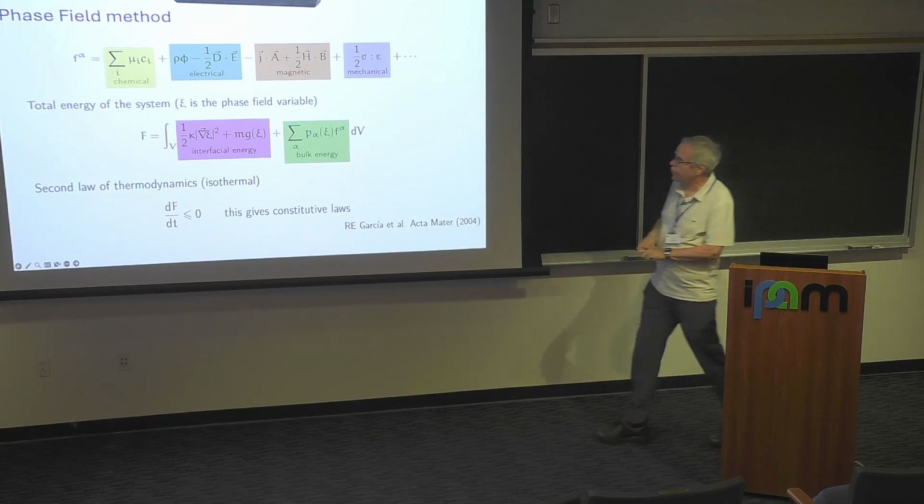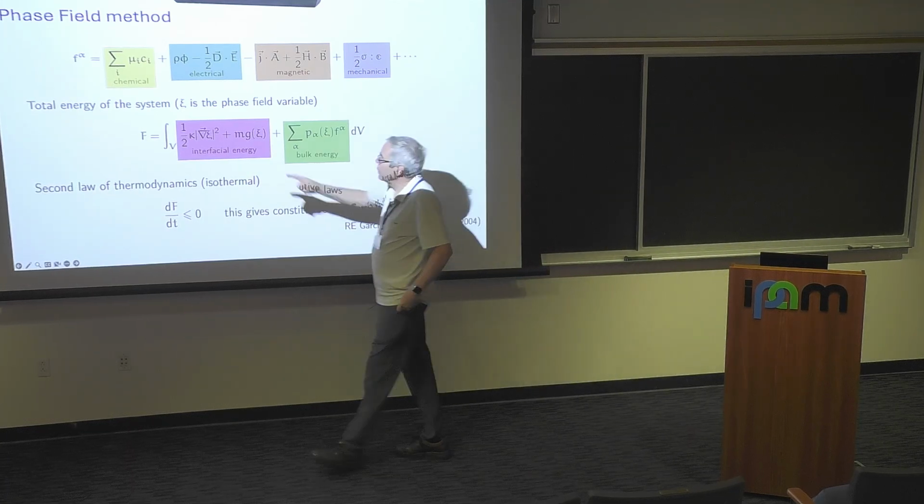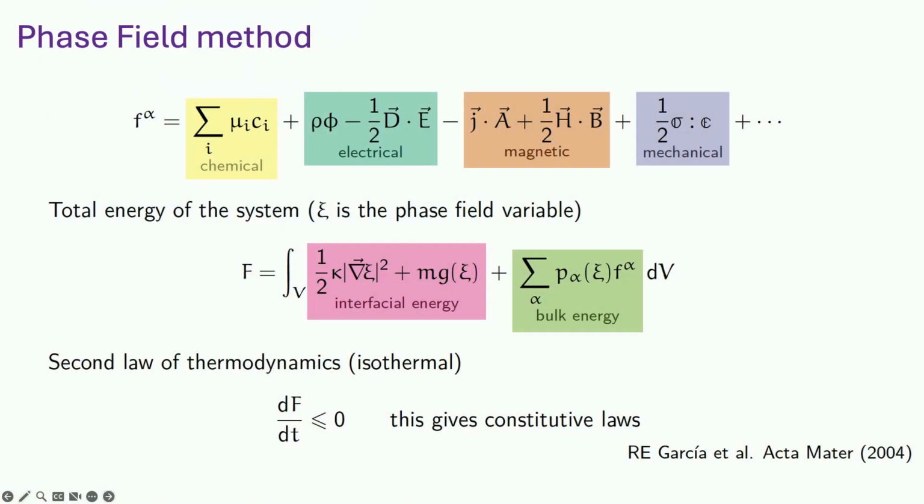So the bulk energy looks like the usual chemical energy. That's the chemical potential times concentration. You have electrical energy, and you can put in other things too. Mechanical energy is very important for solid state electrodes and electrolytes, for example. And the total energy of the system involves all of these terms.